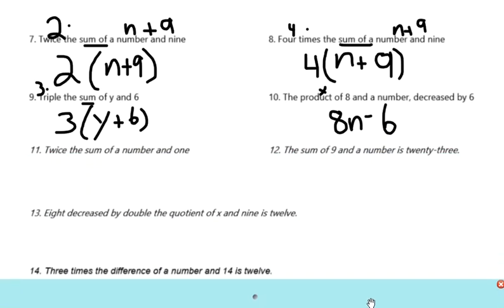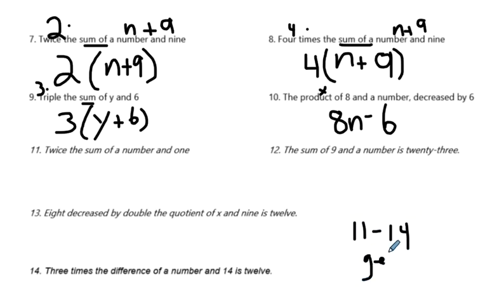So what I want you to do is try 11, 12, 13, and 14 on your own. Once you finish 11 through 14, please get them checked, and then you can move on to the back for the inequalities versus equation. Get checked.